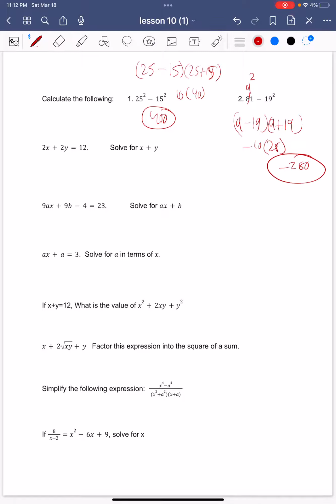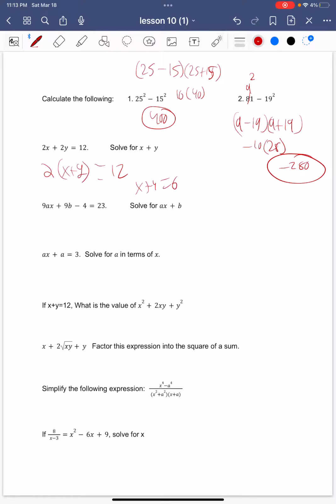Solve for x plus y in the equation 2x plus 2y equals 12. Well, we want to factor something out so we can get an x plus y. So if we factor out 2 from this side, we get 2 times x plus y equals 12. So that means x plus y equals 6 if we divide both sides by 2.